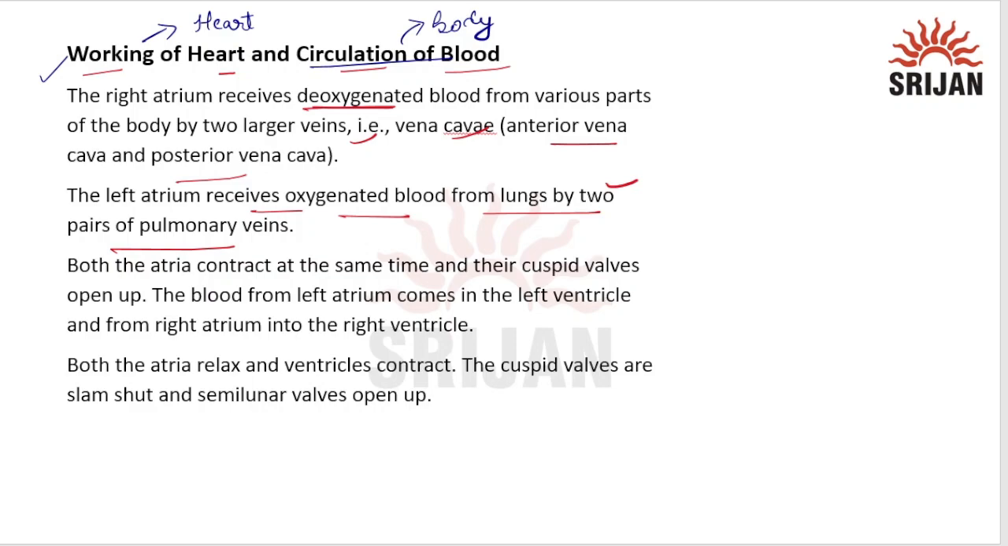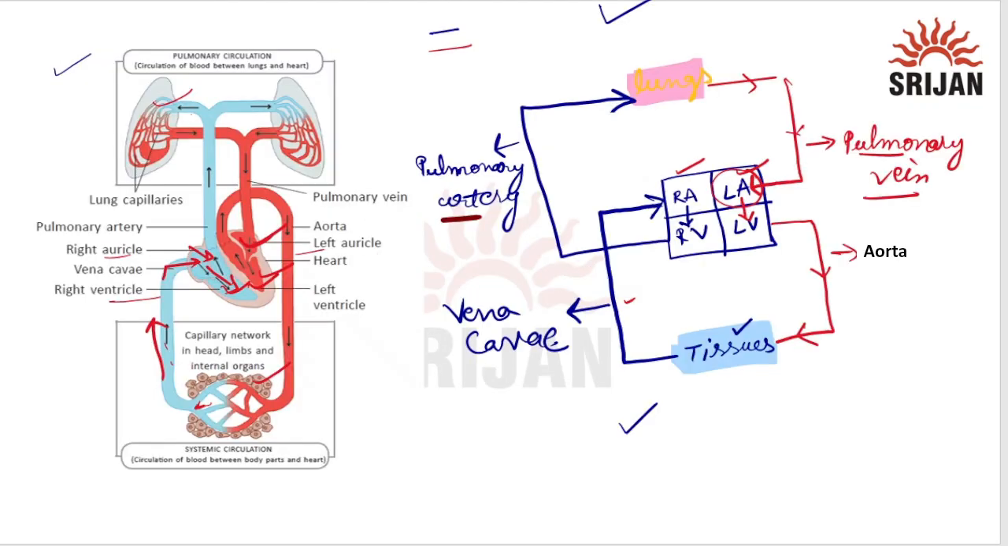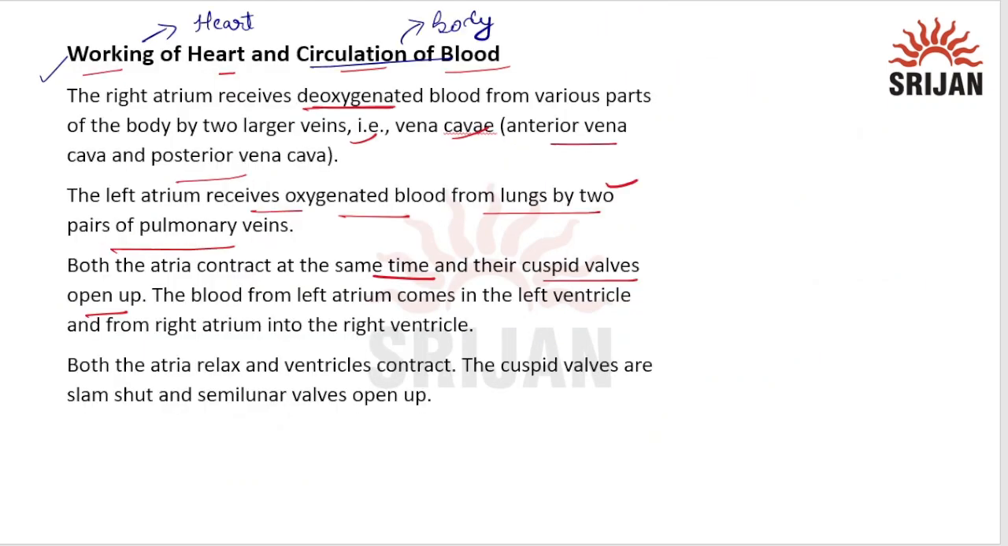Now, both the atria contract at the same time and their cuspid valves open up. When the auricle portion contracts, suppose I am highlighting it with the blue color, the contraction will allow the blood to pass from the right auricle to the right ventricle and from the left auricle to the left ventricle. Here the cuspid valves are there. We know the bicuspid and tricuspid ones. So these cusps will open and allow the blood to flow. Therefore, it is written here that the blood from the left atrium comes into the left ventricle and from the right atrium into the right ventricle.